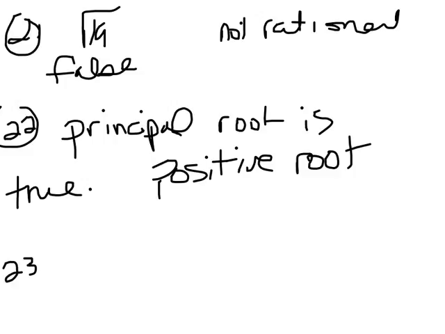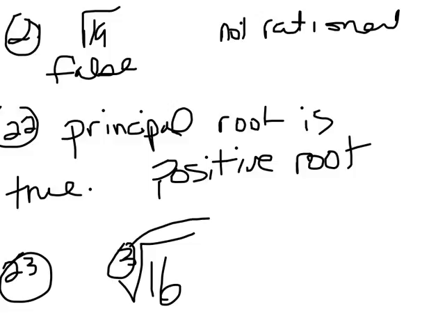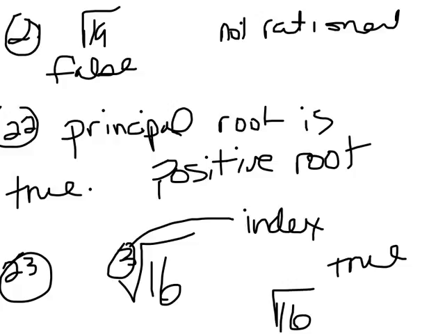23, the 3 in the cube root of 16 is called the index. That's true. So this is the index. When they don't write an index and they just write this, what do they want? Isn't that just the square root? There's like an invisible 2 because we use it so much they don't want to write the 2 all the time.